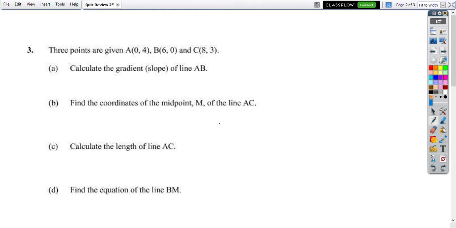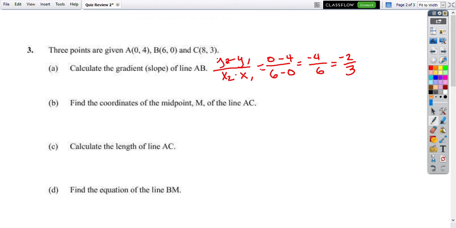All right, so taking a look at page 2 here, we're going to calculate the gradient or the slope of the line AB. So once again, we're going to do y2 minus y1 over x2 minus x1. So second point, B, y coordinate is 0, minus y1, which is A, y coordinate is 4, x2, so B, x coordinate is 6, minus 0. So this is negative 4 over 6, which is also reduced to negative 2/3. So that's the slope of that line.